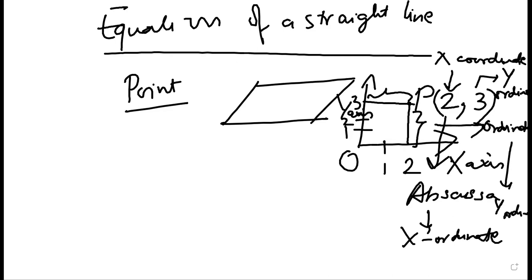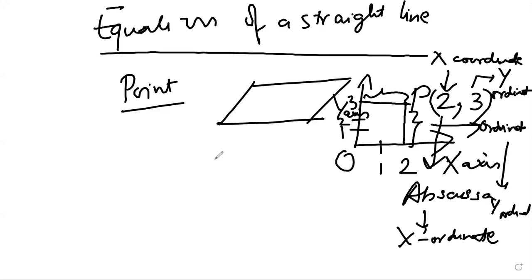Now, using this concept of a point, we can actually find out the equation of a line. How? Now, when we talk of equation of a line, there are basically three methods by which we can find the equation of a straight line. So let's do the first method first.